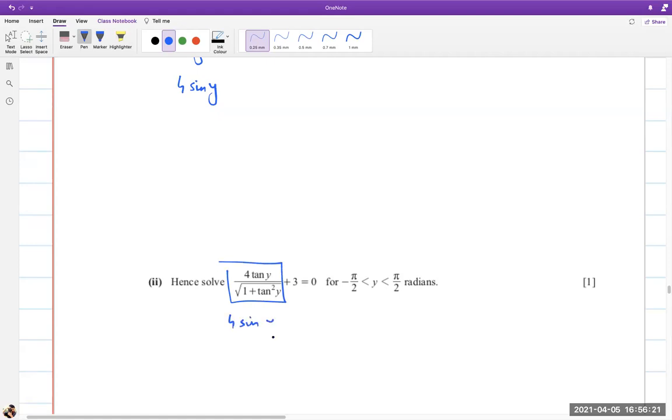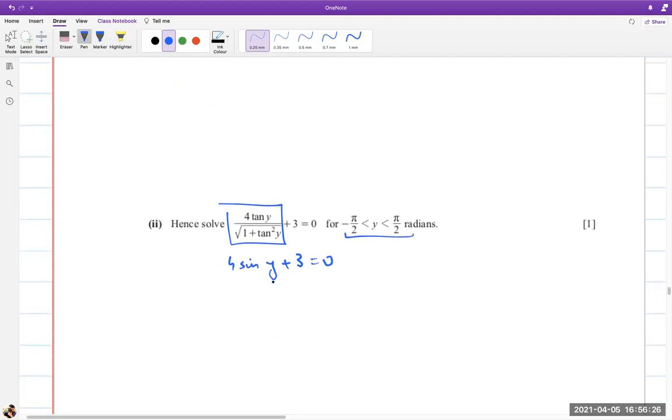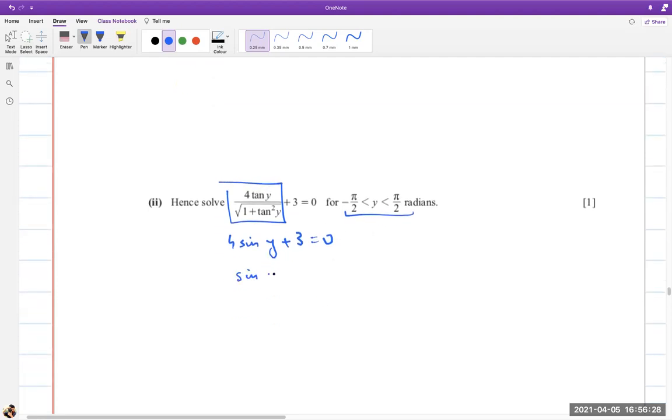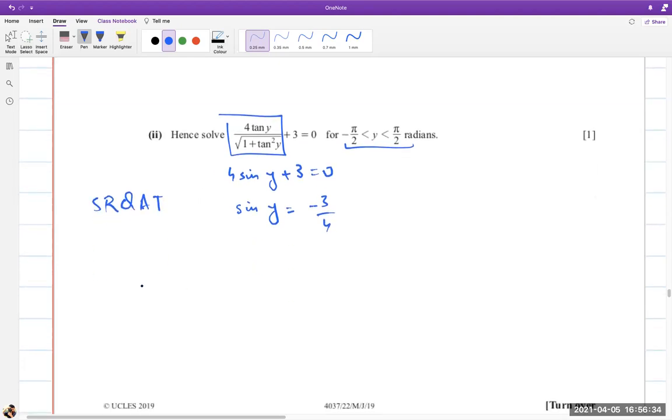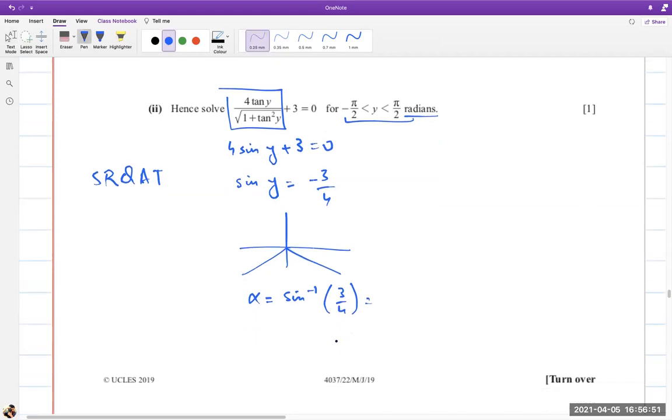So 4 sin y plus 3 equal to 0. Y is given to me. So sin y comes out to be minus 3 by 4. Again, senior cat. Simplify, I've done it. Range, I know that. It is in radians, so make sure your calculator is in radians. Quadrants, this is negative, so it's going to be this and this. Alpha, alpha is sine inverse of 3 by 4. What is that? Can you figure it out?